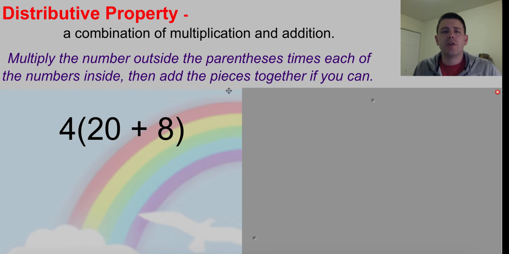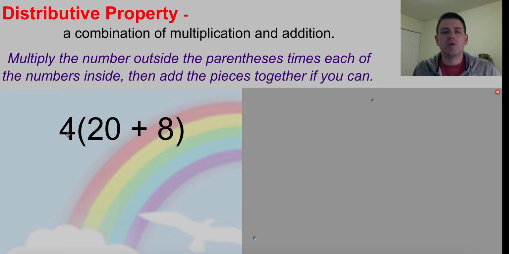So let's start with our definition, the distributive property. It's a combination of multiplication and addition. And then here in purple is the big piece. Here's how you tackle the problem. We're going to multiply the number on the outside. So you'll see 4s on the outside of the parentheses here. Remember, when 4 is right next to the parentheses, it means you're multiplying. So you're going to multiply the number on the outside times each of the numbers on the inside.